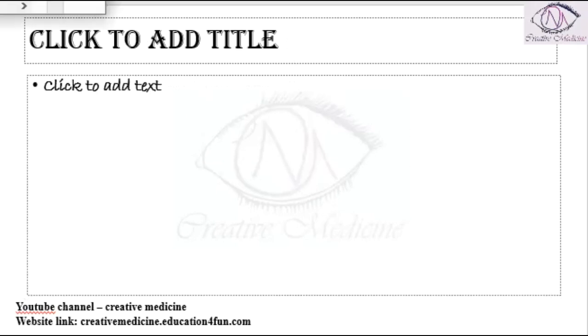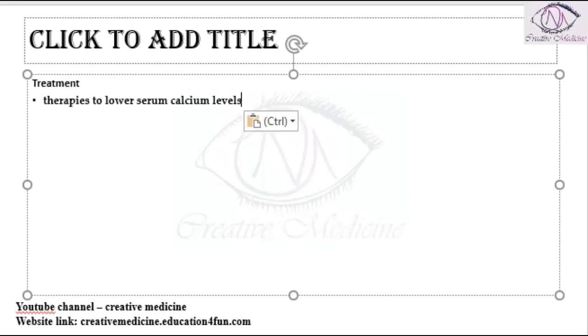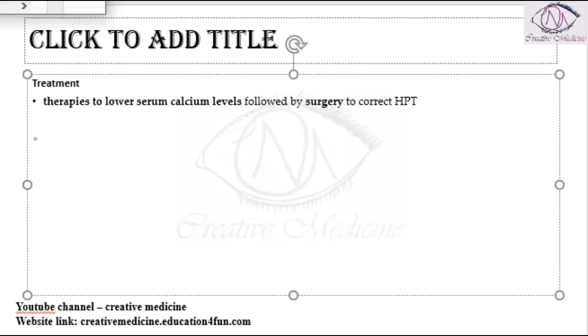Now, how are you going to treat this hypercalcemic crisis? The main therapy is to reduce the serum calcium levels, followed by surgery in order to correct the hyperparathyroidism. So the main treatment is that you should correct the calcium levels.